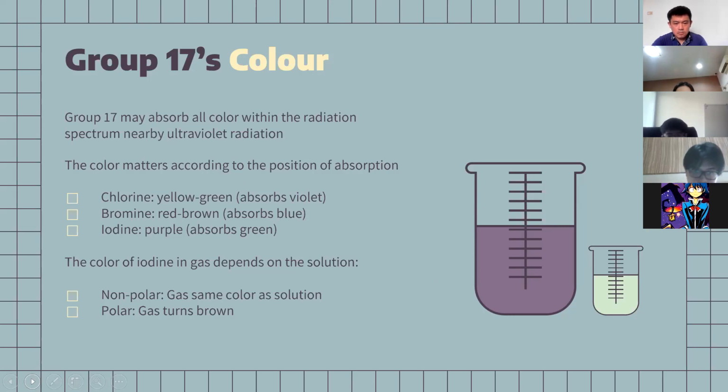Also, another thing about iodine is that it can be used to find if a solution is polar or non-polar. When the solution is turned into gas, if the solution is non-polar, the gas will not change its color. While if the solution is polar, the gas will turn brown.